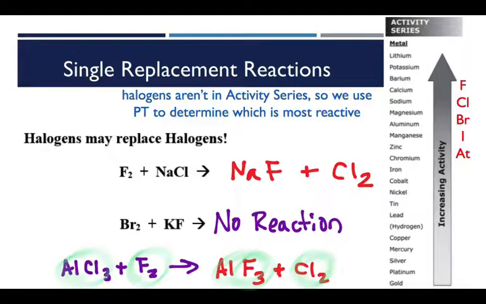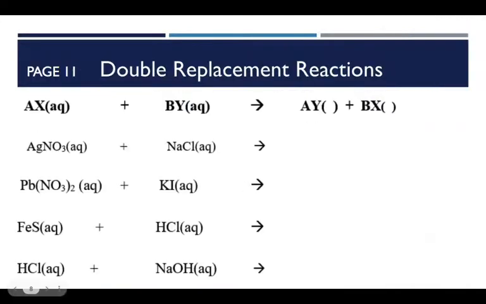And that's always going to happen when we have halogens replacing other halogens because they're all in the same column, so they have the same charge. It's really just basically switching those symbols around. So that's basically it for our single replacement reactions. Let's go ahead and look at our double replacement reactions.